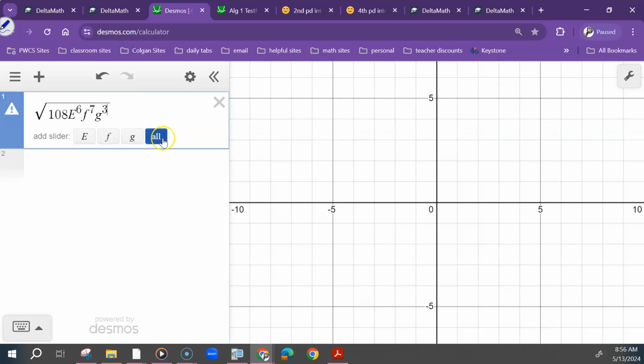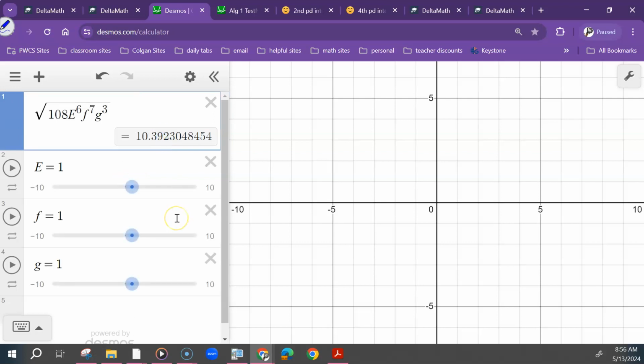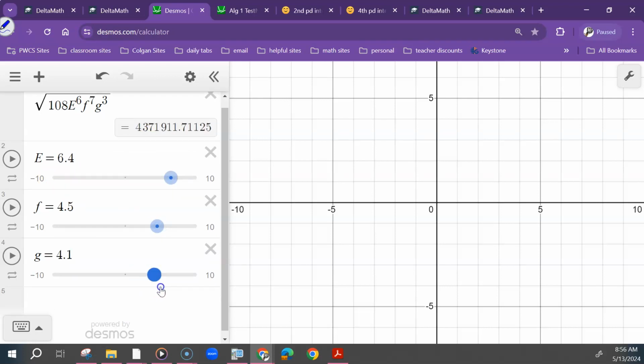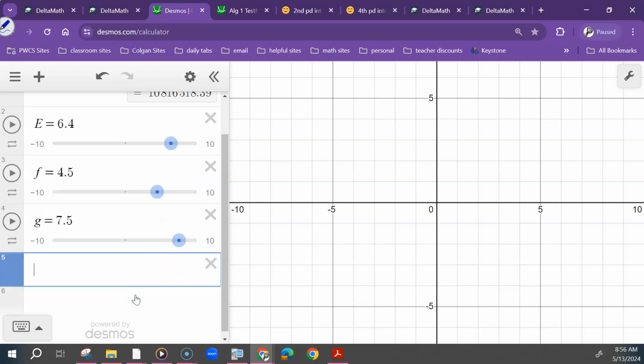Add in all your sliders. For your square roots, you have to have positive numbers. If it was a cube root, it wouldn't matter. But if you make it a negative, that was okay. With the odd powers, it'll get undefined, so make sure they're positive. And then we can start typing in answers.